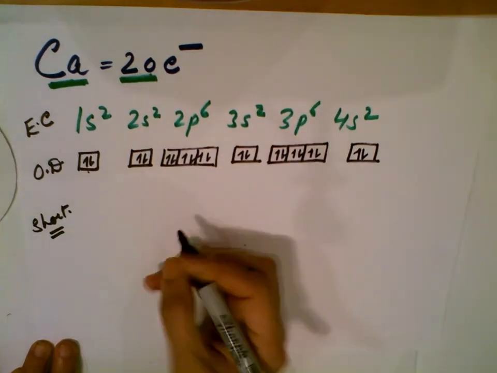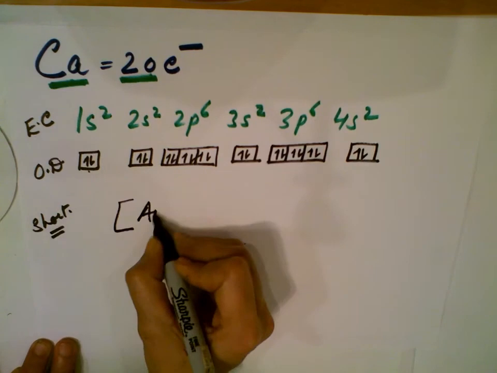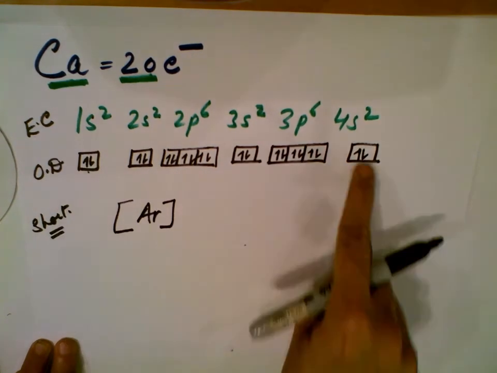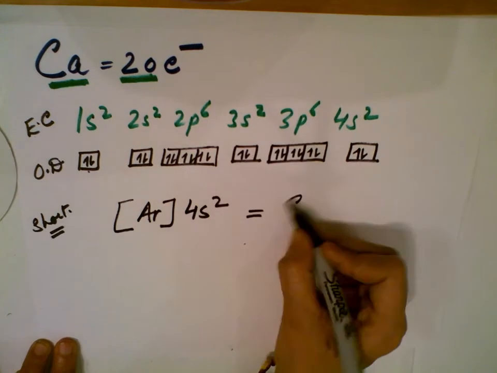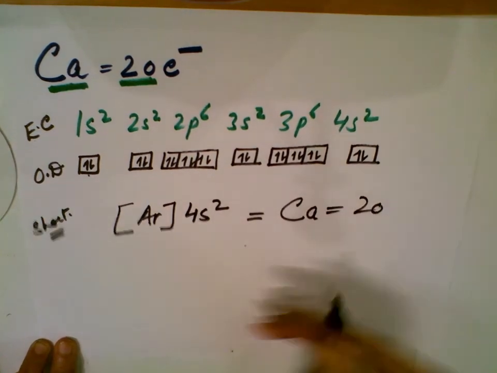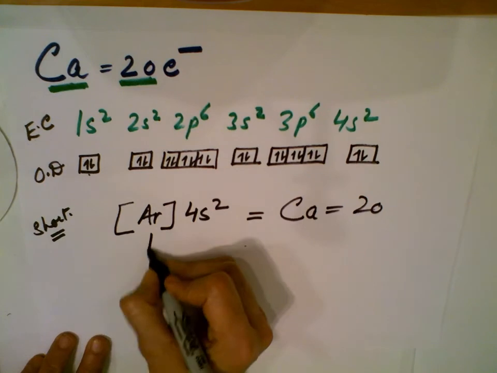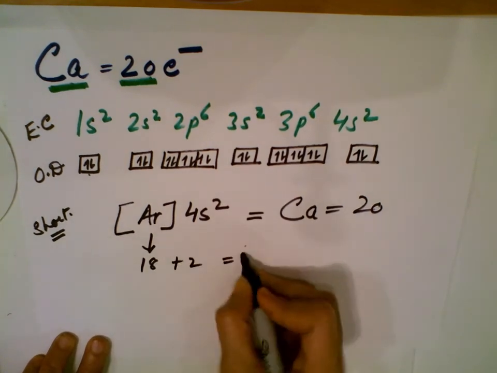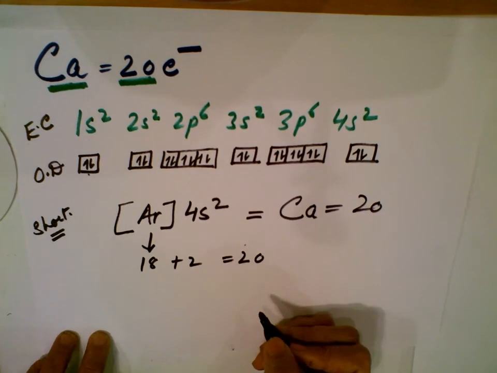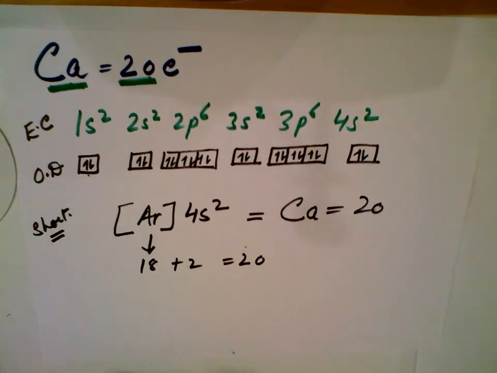So instead of writing until 18, I'm going to write Ar and then 4s2. The whole thing is calcium, because it is 20: this is 18, and this is 2 electrons, 18 plus 2 is 20. What else can you tell from here? You can tell the period number.